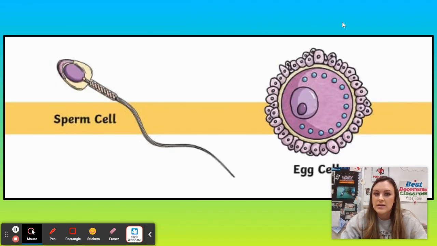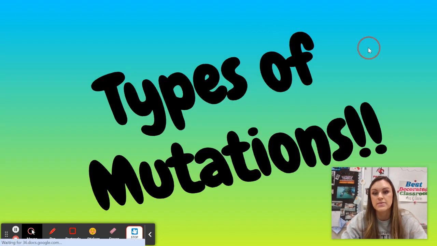All right, just reiterating, the only thing that can be passed down from parent to offspring would be mutations found in the egg and the sperm cells, the gametes.